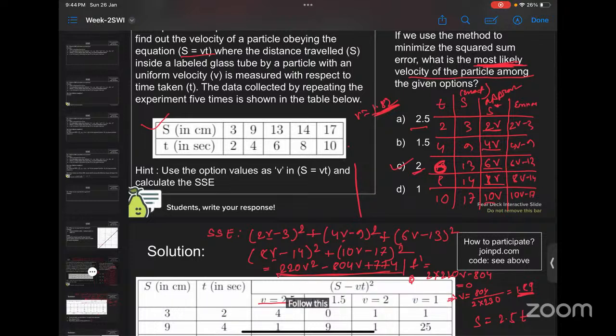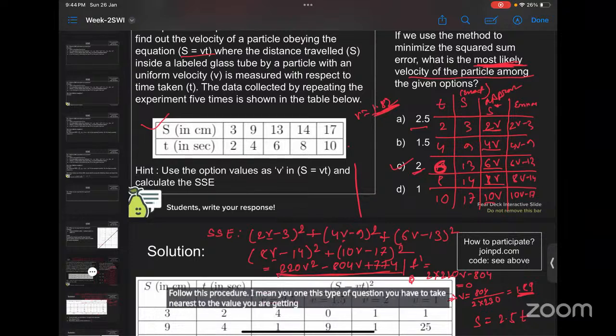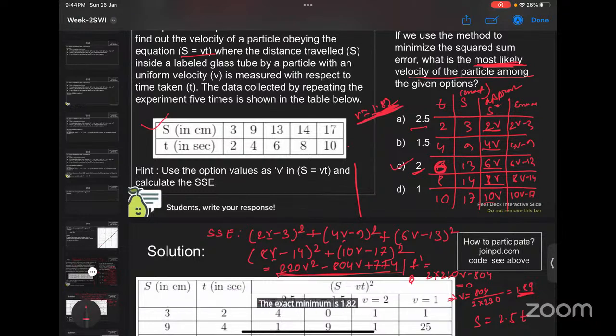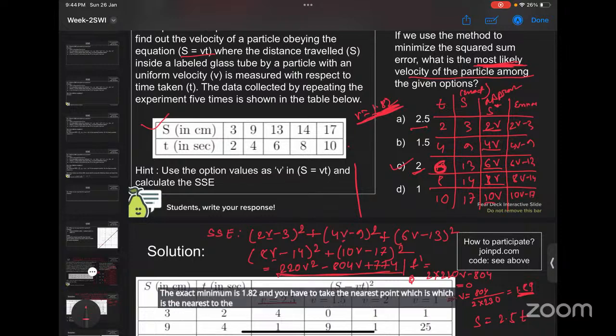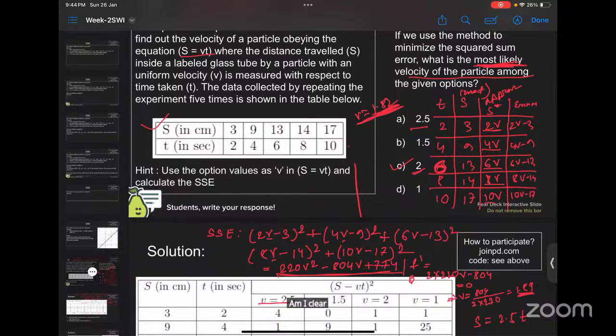Once you have this type of question, you have to take the value nearest to the one you are getting. Using this, what I did, you are getting the exact minimum. The exact minimum is 1.82, and you have to take the point nearest to the exact minimum. Because in the options you have all the approximations, so you have to take the most likely approximation. Okay, am I clear? Are you okay with all the things?